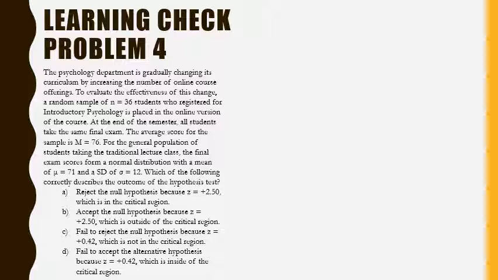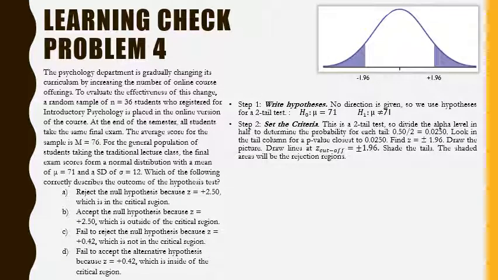Well, first we have to solve this problem. Step 1, write the hypothesis. Again, no direction is given, so we use a hypothesis for a two-tailed test. So the null hypothesis just says everything's the same, the mean is equal to 71. The research hypothesis says the mean is not equal to 71. Step 2, we're going to set up the criteria, two-tailed test, using an alpha level of 0.05. And again, this gives us z-scores of plus and minus 1.96 when we look in the tables.